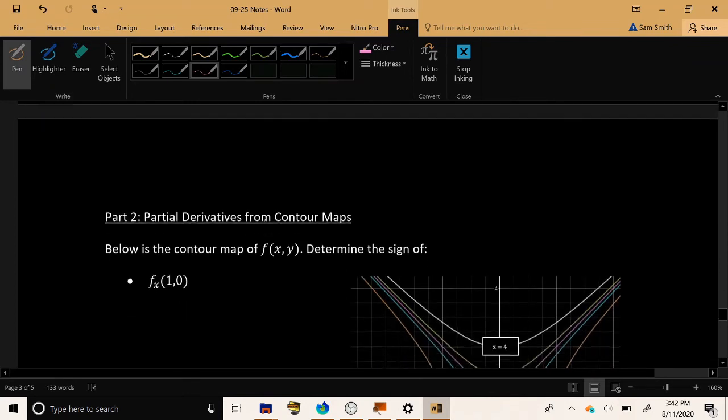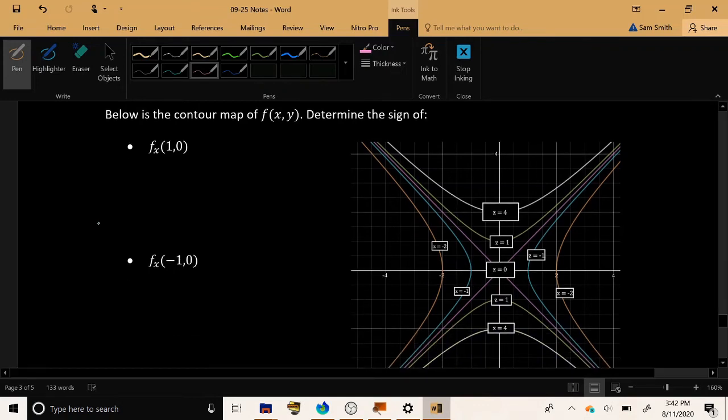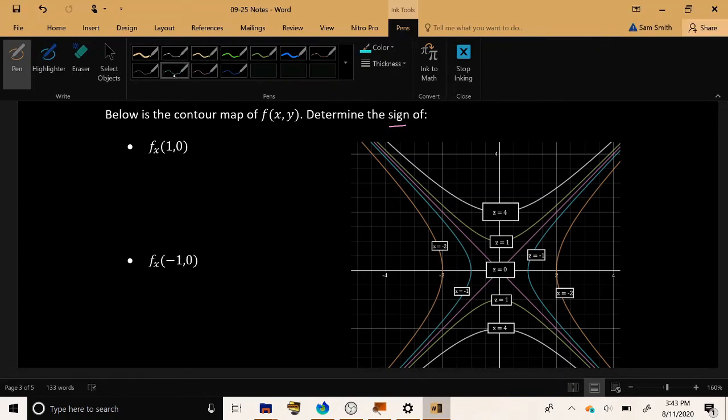Now, from time to time, as in this example, we will once again not be given the equation for the function f of x, y, which means we'll no longer be able to find formulas or exact numbers for the partial derivatives. But with this contour map on the side, we can still say something about the sign of the partial derivatives, whether the partial is going to be positive, negative, or 0. So to begin with, they're asking us to consider the partial derivative in the x direction at the point (1, 0). So let's go ahead and locate that on our graph.